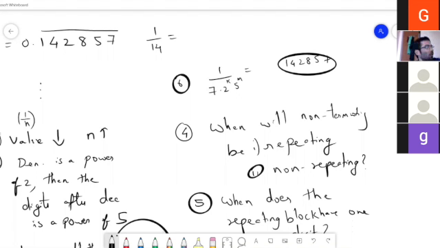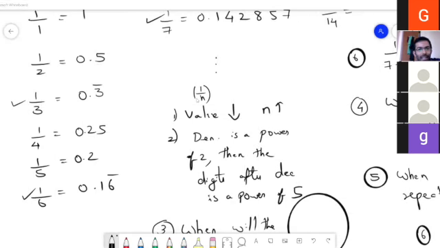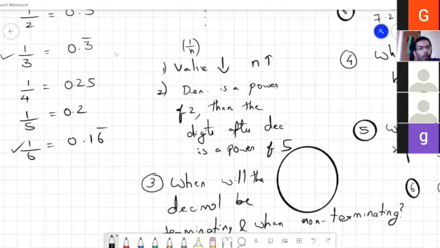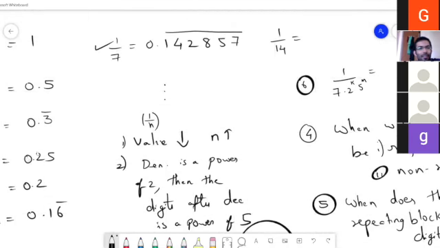For 3, does it hold for 3? So 1 by 3 is 0.33. Then if I multiply it with 2, I get 1 by 6, and 1 by 6 is 0.16. Okay, but the 3 is missing.